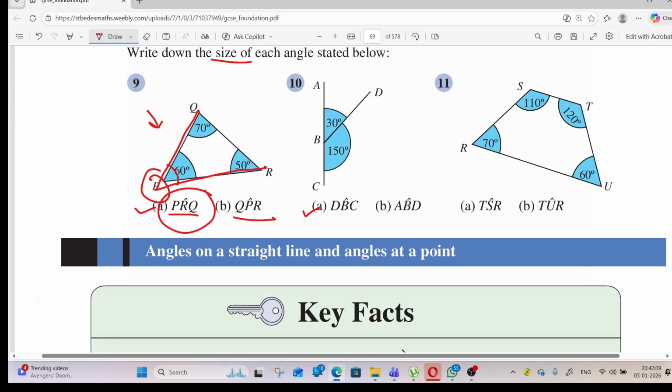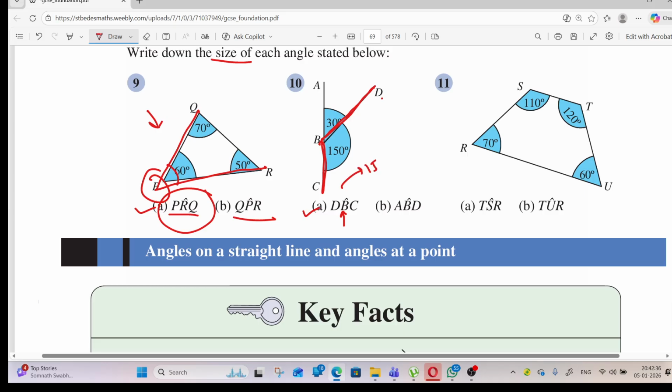B is 30. Yes, angle. So this method is not good if you just look at the middle one. And this is not going to work every time, because if you see DBC, if I draw it, this is DBC, right? I started with D, B and C. How much is that?